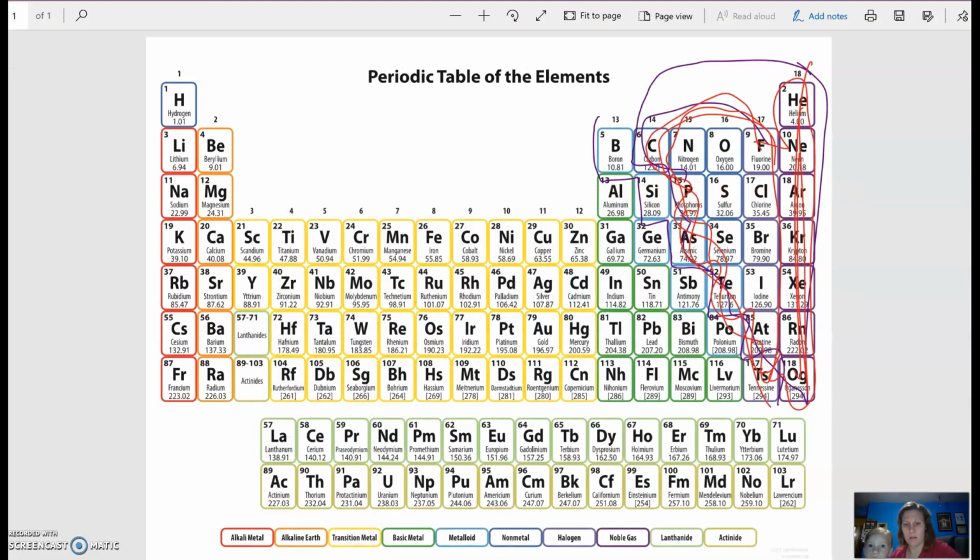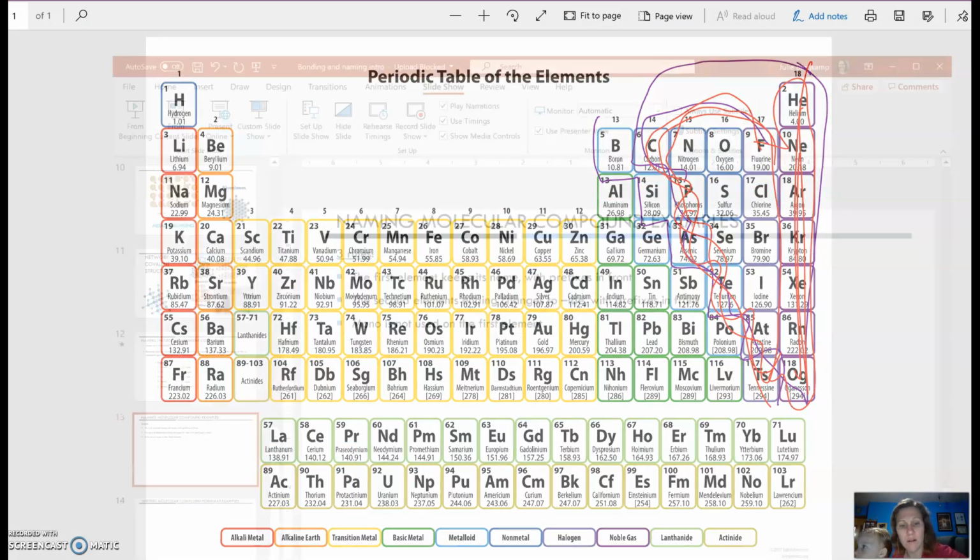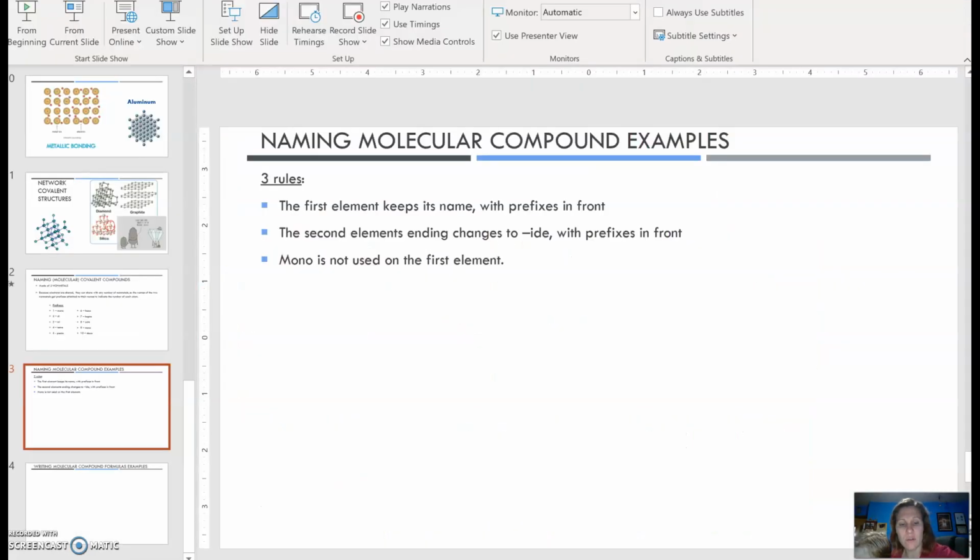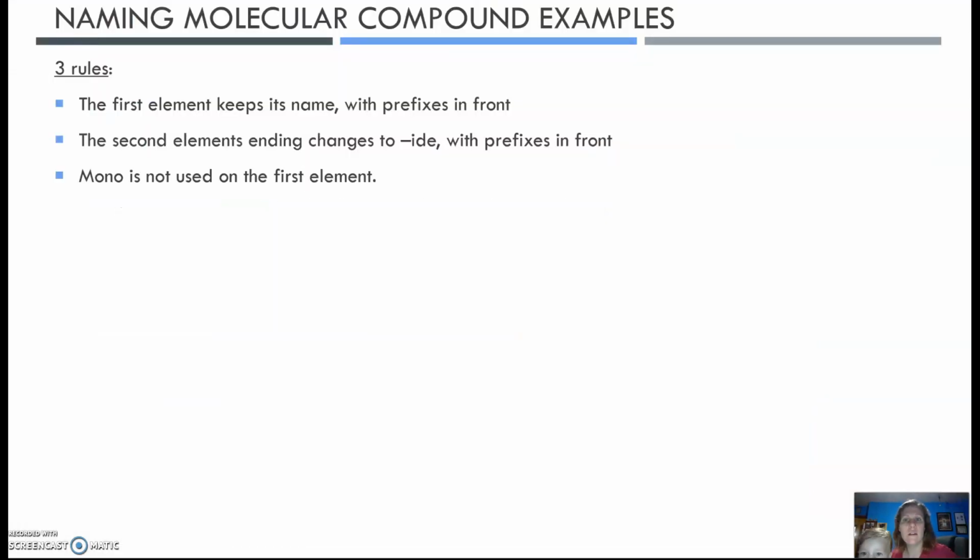Let's go back to the naming rules. Okay, so here are the rules, here are my examples. Let's just make something up. This would be a formula.